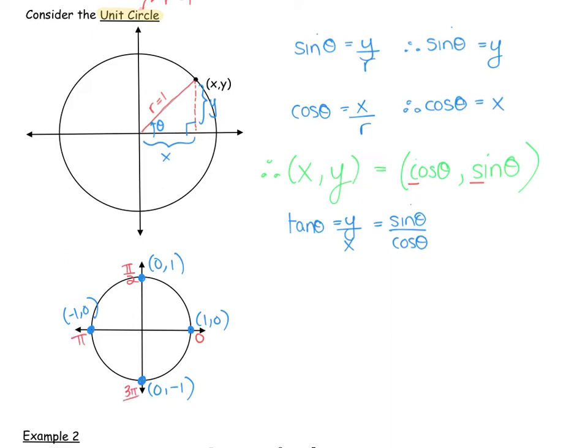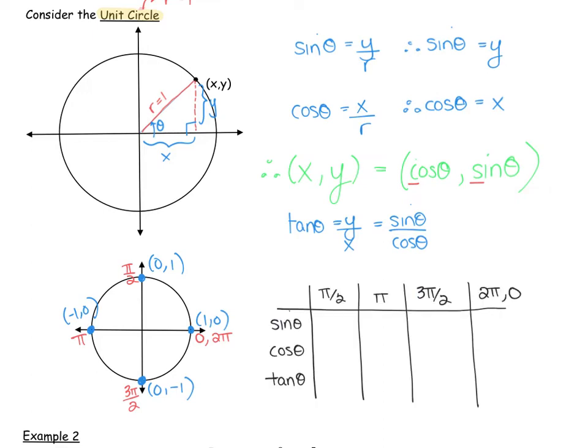This is 3 pi over 2, and then all the way back, this is also 2 pi. Okay, so we can use this idea to figure out, let's say, the sine of pi over 2. I'm going to set up a little table. You're going to need to pause the video and set up the same table, and we're going to use this idea to fill in the table.